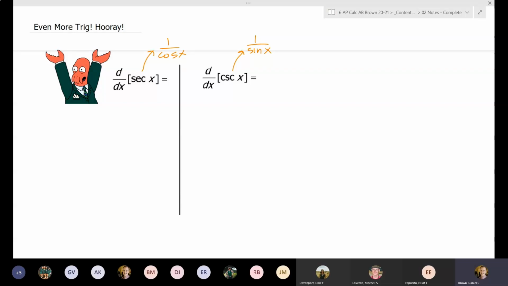So I am just going to give you the rule, but again, you could come up with these using the quotient rule. The derivative of secant is kind of weird. It is the product of secant times tangent. So we're going to say that the derivative of secant is secant of x times tangent of x. And the derivative of cosecant is the negative product of cosecant of x times cotangent of x.